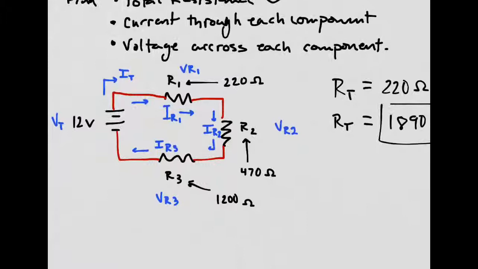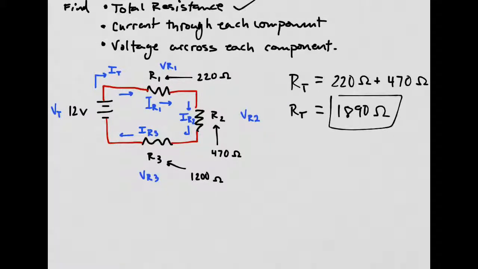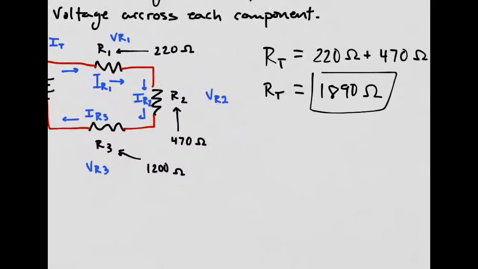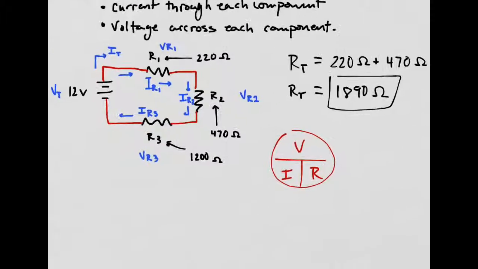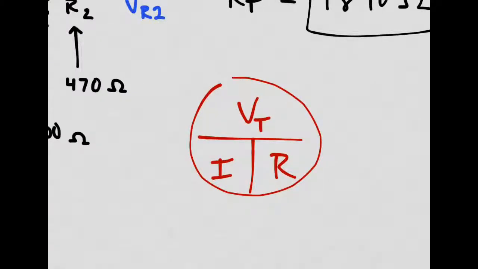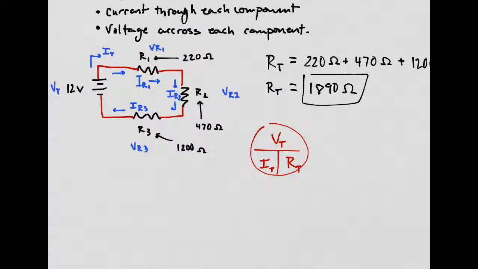Wait a minute. How do we get that current though? We have to use Ohm's law, right? Let me draw that. Ohm's law says that these three things are related, and these are going to be totals. Maybe you should write T. These are all totals.